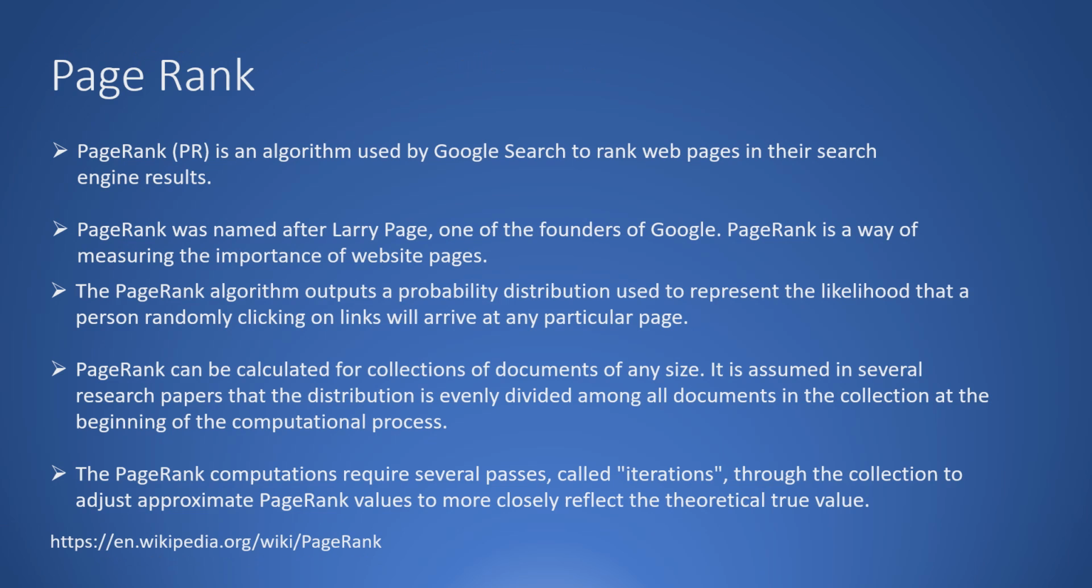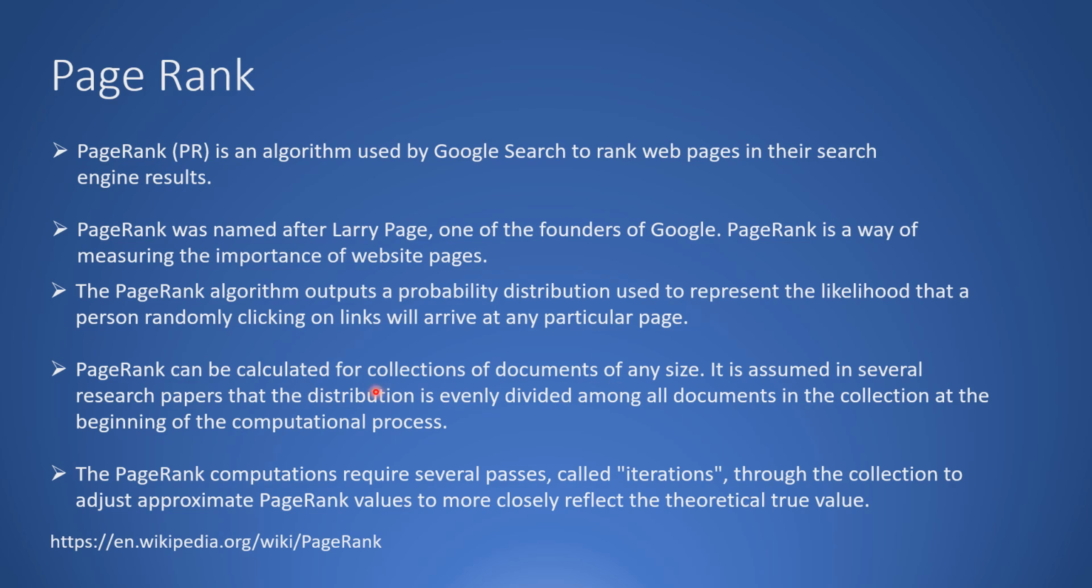Okay. Let us look at the PageRank algorithm. PageRank is an algorithm used by Google search to rank web pages in their search engine results. PageRank was named after Larry Page, who is one of the founders of Google. It is a way of measuring the importance of website pages. So what does this algorithm do? It outputs a probability distribution used to represent the likelihood that a person randomly clicking on links will arrive at a particular page. PageRank can be calculated for a collection of documents of any size.